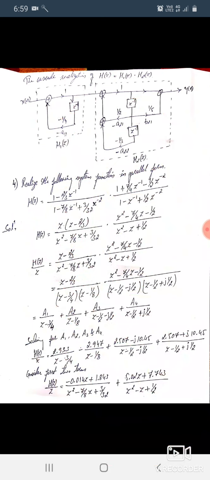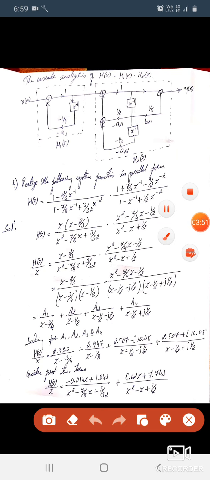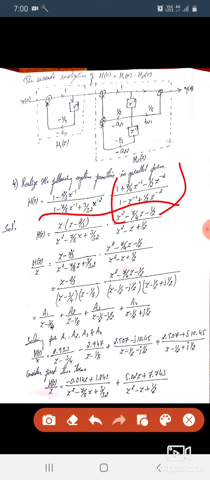Next, a problem where we are going to use the parallel form. Here is the problem, that is H of z is equal to 1 minus 2 by 3 z inverse divided by 1 minus 7 by 8 z inverse plus 3 by 32 z raised to minus 2. It is going to be multiplied with 1 plus 7 by 4 z inverse minus 1 by 2 z raised to minus 2 divided by 1 minus z inverse plus 1 by 2 z raised to minus 2.